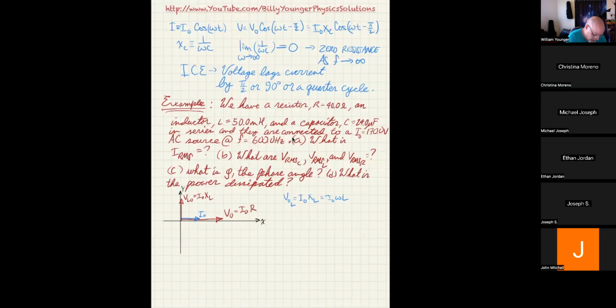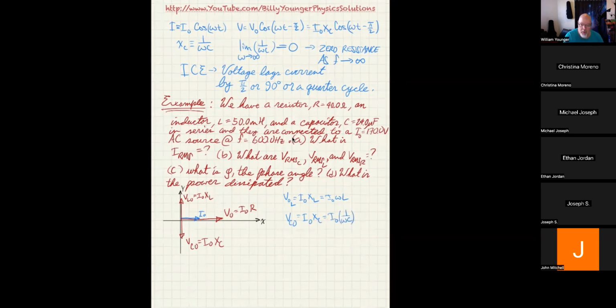And then we'll draw yet another red vector. And this vector is going to be behind the other one by 90 degrees. So this one will be VC0, which equals I0 times XC. I put the subscripts in different order on that last one by mistake, but that's okay. That's equal to I0 times XC, which is equal to I0 times 1 over omega C.